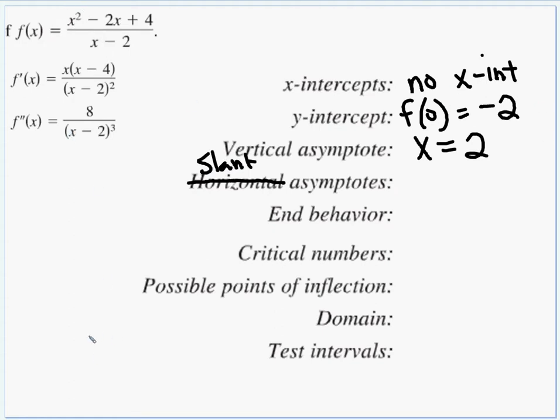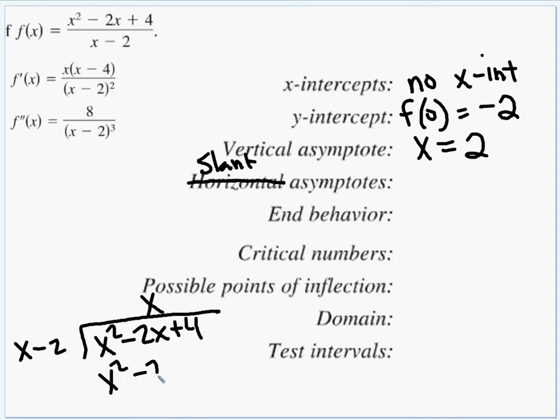I'm going to come down here, a little room for scratch work. x minus 2, we're going to divide that into x squared minus 2x plus 4. My first thing up top would be an x, and when I multiply, that's an x squared minus 2x. And we subtract, those are zeros. We bring down the 4, so that is our remainder. x plus 4 over x minus 2.